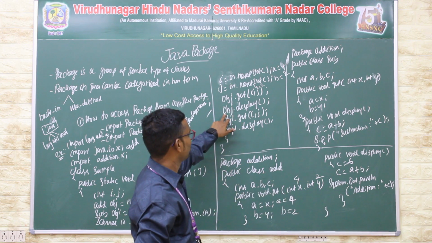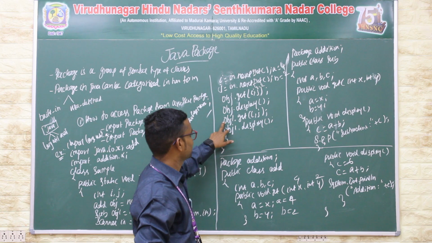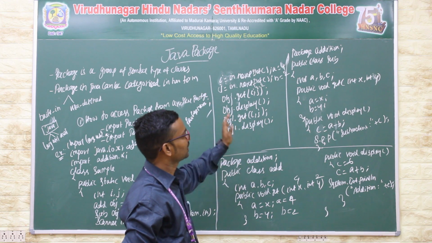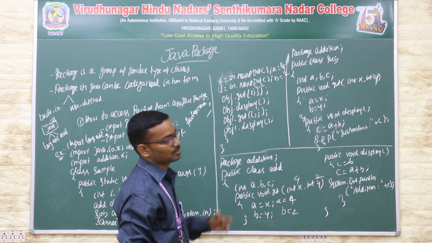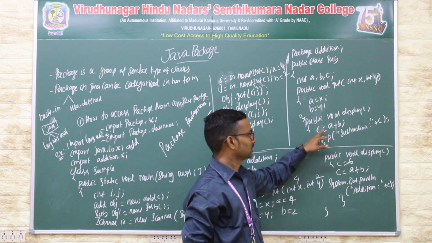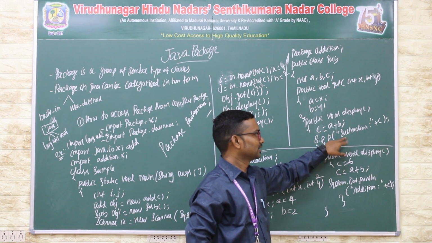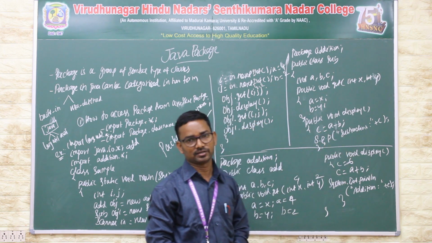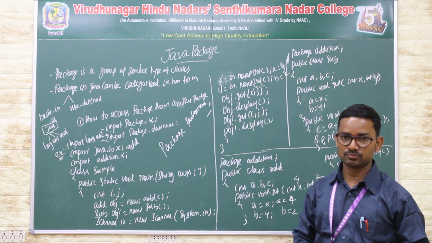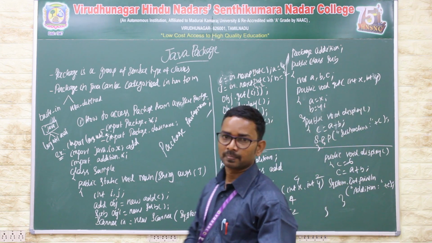Next, obj.display shows the values. Next, calling the obj1.get method calls the subtract class. The sub class takes the x and y values, computes the subtraction, and stores and displays the subtracted values. This is for the package concept.